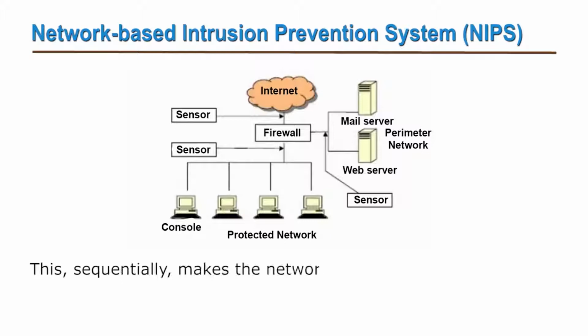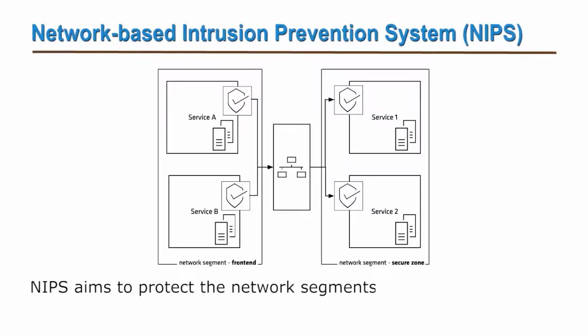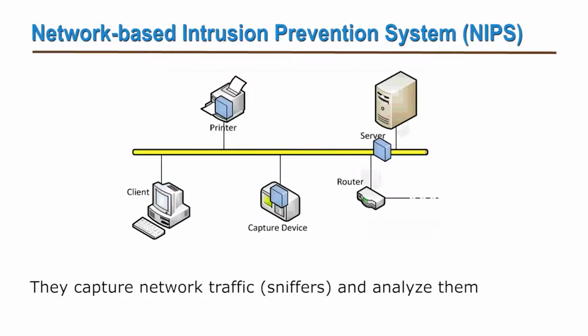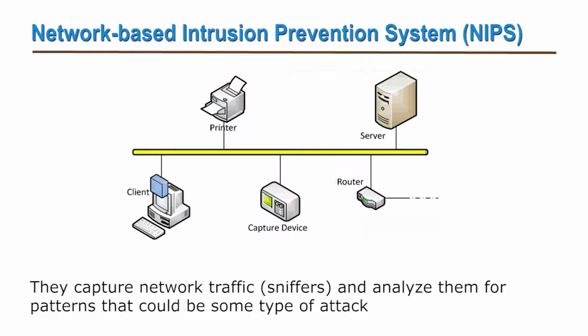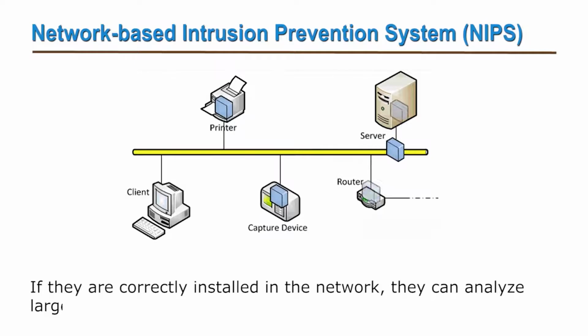This sequentiality makes the network more intelligent and it rapidly discerns good traffic from bad traffic. Here comes a picture that explains the same. In consolidation, NIPS aims to protect the network segments and zones. They capture network traffic, rather sniff and analyze them for patterns that could be some type of attack. If they are correctly installed in the network, they can analyze a large network.